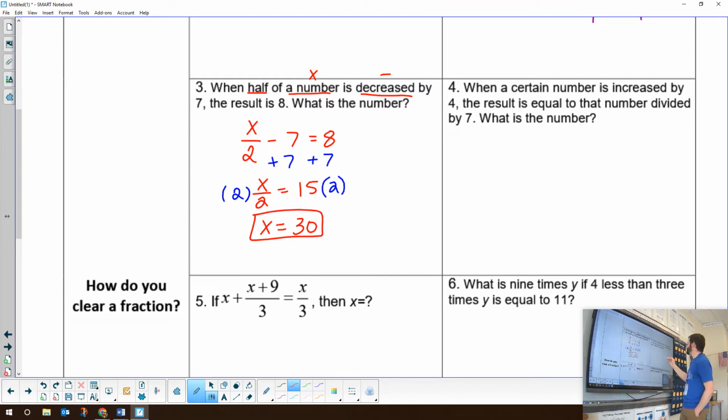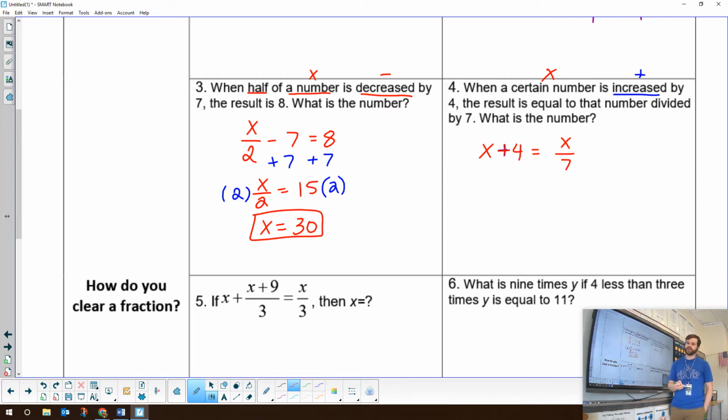It says when a certain number, hey, I'm going to use x again. We're going to say when x is increased. So that's the opposite of decrease. So increase, I'm going to add. So we're going to say, okay, x plus 4, the result, that means an equal sign, is equal to the number divided by 7. So that same number, we're going to use x again. So we're going to go x divided by 7. Okay? So when a certain number is increased by 4, the result is equal to that number divided by 7.